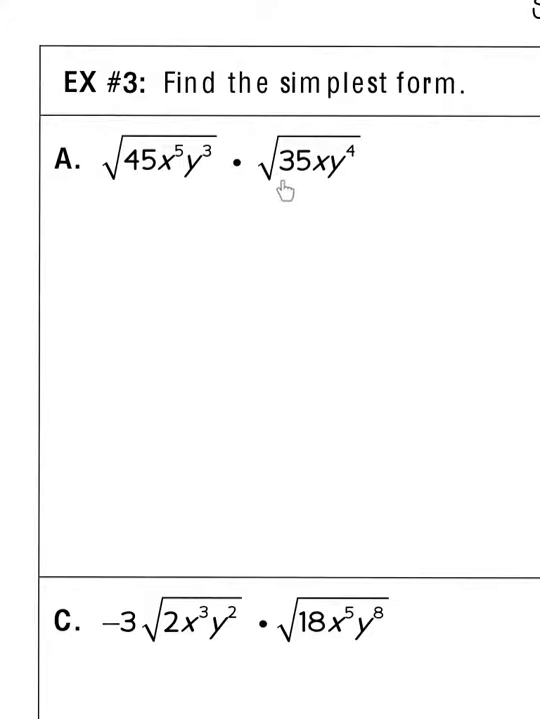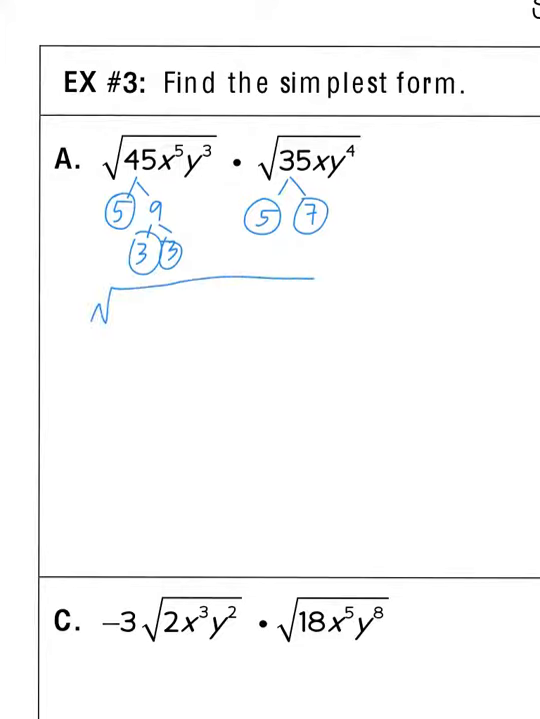Now I personally would not multiply 45 to 35. If I were you, I would prime factor 45. So we get 5 times 9 and 3 and 3. And 35 is 5 and 7. So underneath my square roots, I have 2 3s, 2 5s, and a 7. Then when I multiply like bases, I've got x to the 5th and x to the 1st. So 1 plus 5 is going to be x to the 6th. And then y to the 3rd times y to the 4th, if I add the exponents, I get y to the 7th. Did I say x? I meant y to the 7th.